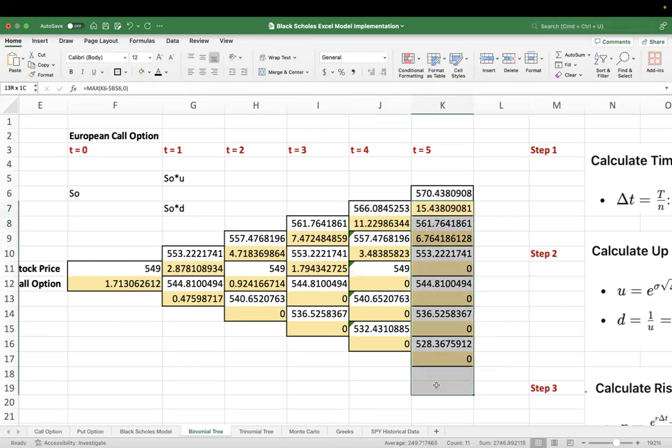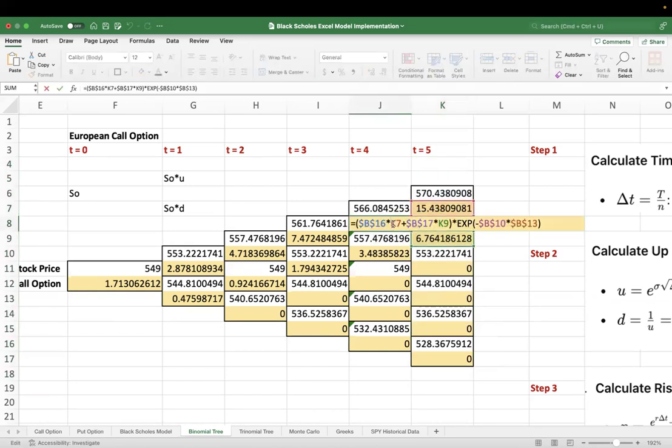So now we have calculated our options at the maturity, the payoff at the maturity. Let's back propagate it. So B16 is the p value, p multiplied by K7, which is the up value. B17 is our down probability multiplied by the down value, which is K9. And then we are just discounting it off, exponential of negative r delta t.